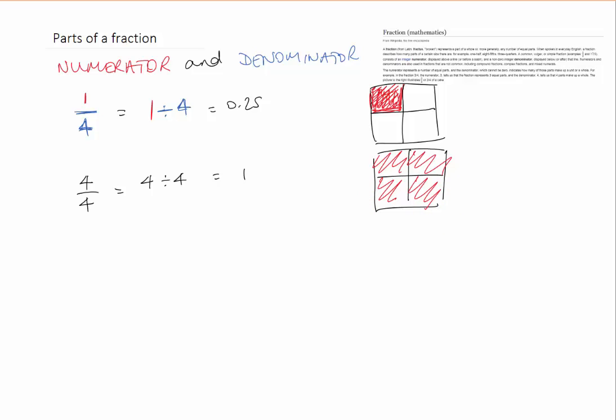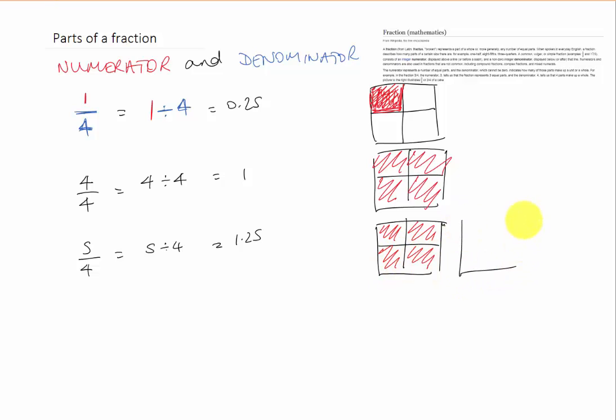It's equally possible to have a numerator that's bigger than the denominator. So let's take the example of 5 over 4. So if we do the division, that's 5 divided by 4, which is 1.25. So here we have to draw more than one square. Here we've got 1, 2, 3, 4. And then I have to carry on and draw another square, and again divide it into 4 to be able to colour in my 5th section. So that's 1, 2, 3, 4, 5. So here it's bigger than one whole, more than one whole.